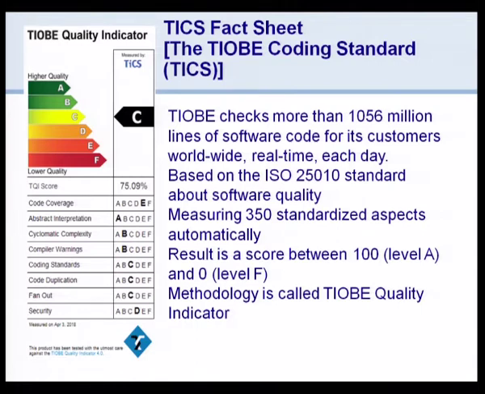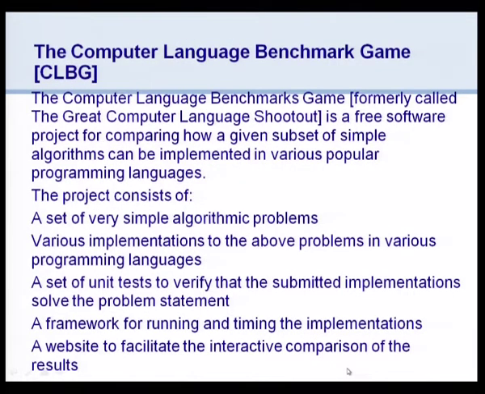That is their method. TIOBE checks more than 1056 million lines of code of customers worldwide, in real time each day, based on the ISO 25010 standard about software quality, measuring 350 standardized aspects automatically. The result is a score between 100 level A and 0 level F. The methodology is called TIOBE Quality Indicator. You can push all the languages through this indicator, you will get some grade on all these aspects. Based on it, we rank the language. This July 2020, Java has come back.